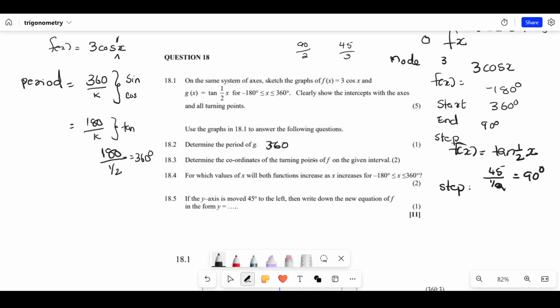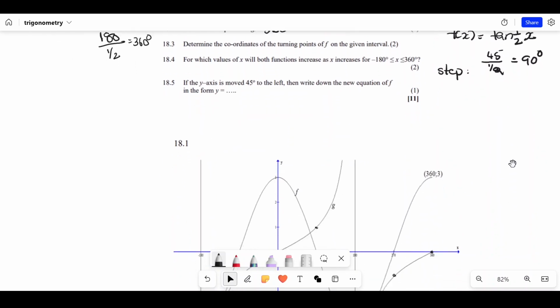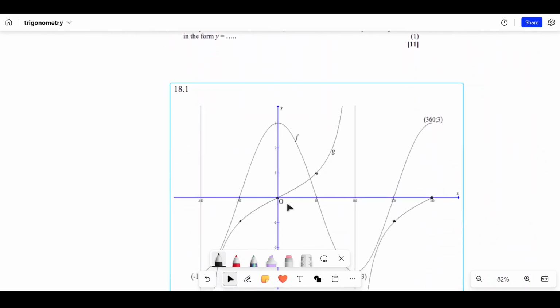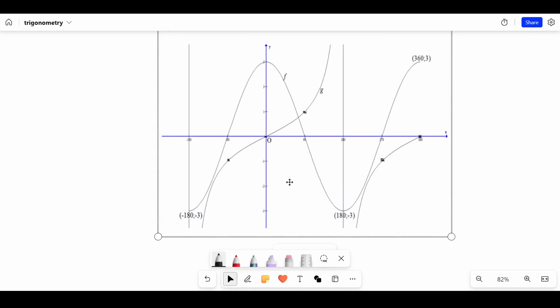Determine the coordinates of the turning points of f on the given interval. That is not difficult because we already have the turning points in the graph. The first turning point is 0, 3. Another turning point we have is 180 and negative 3. Then here is another point, negative 180, negative 3, and the other turning point is 360 and 3. So there are actually 4 turning points on the graph.